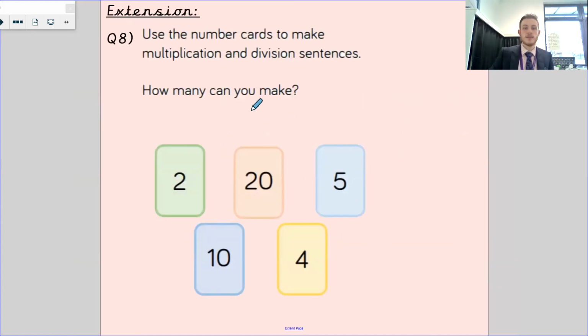Extension, use the number cards to make a multiplication and division sentence. How many can you make? So you need to use these to make your multiplication and division sentences. You can only use them once.